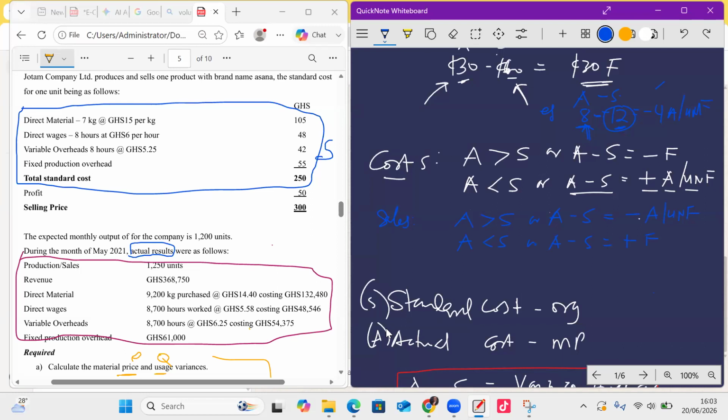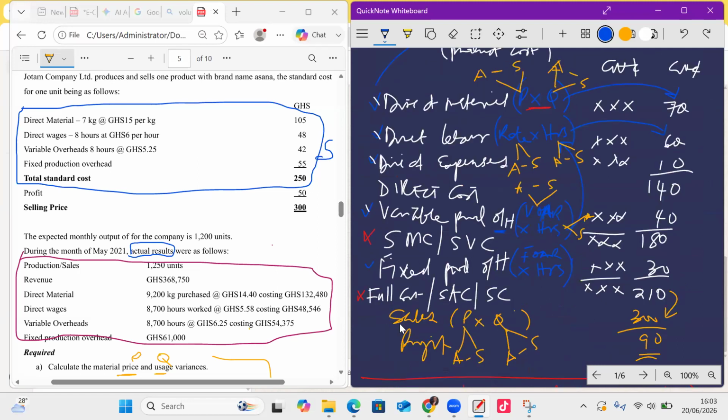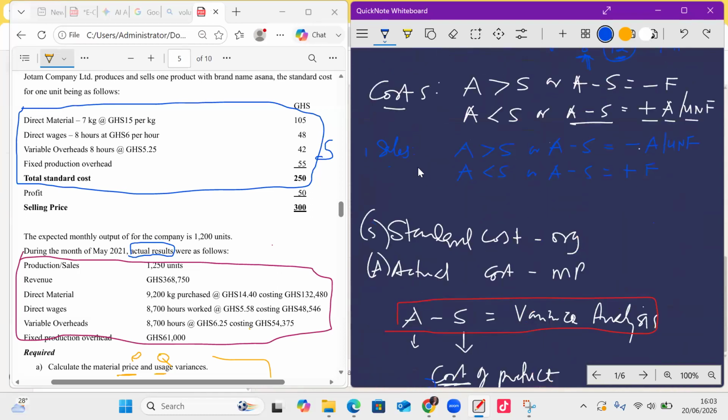So when it comes to sales, of all these, direct material, direct labor, variable overhead, fixed overhead, it is only sales which will go with the second option. This option is only sales. All the others will go with cost, with this option. Do we get it? Yeah. But that's out of the way.